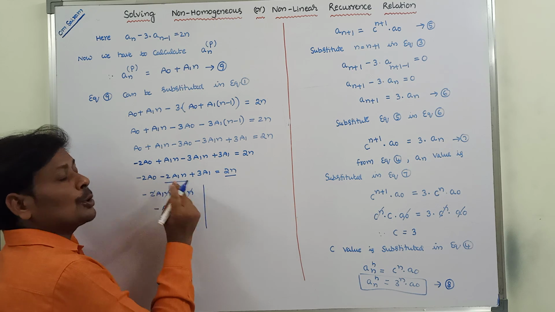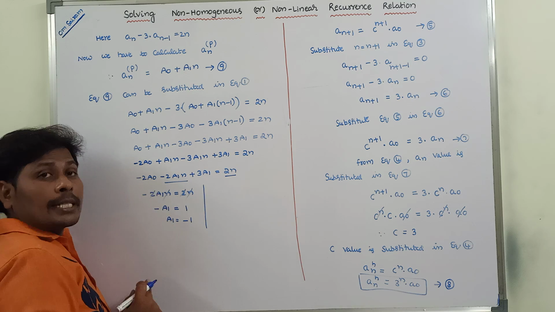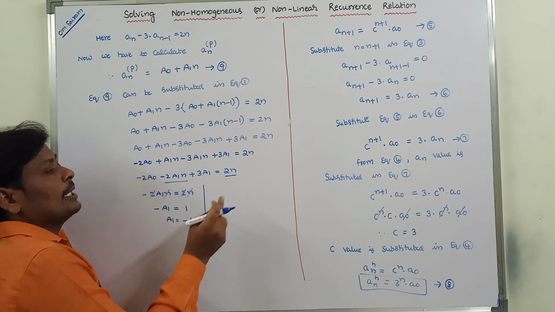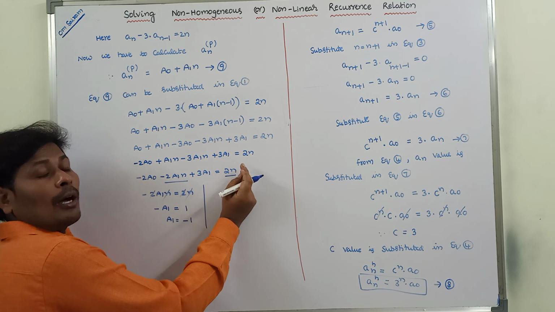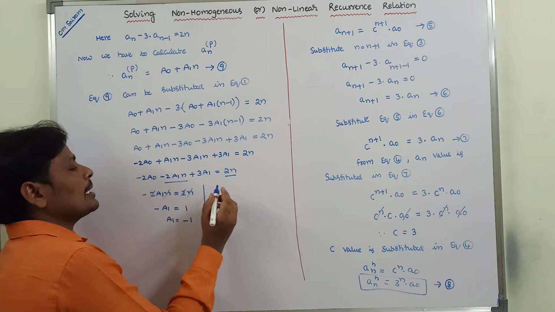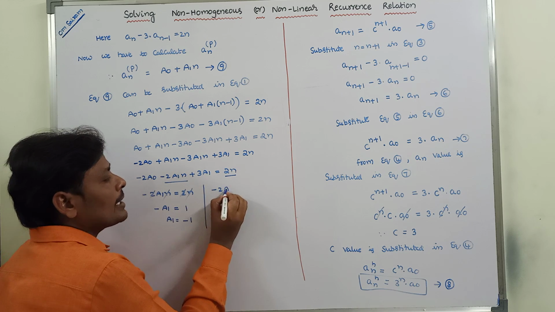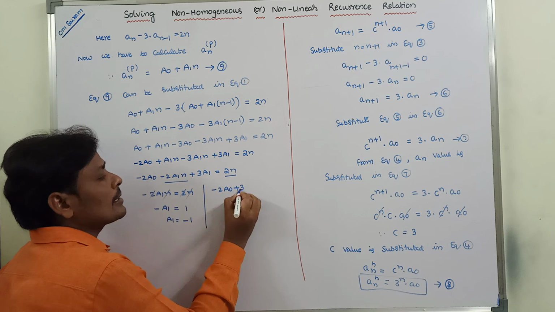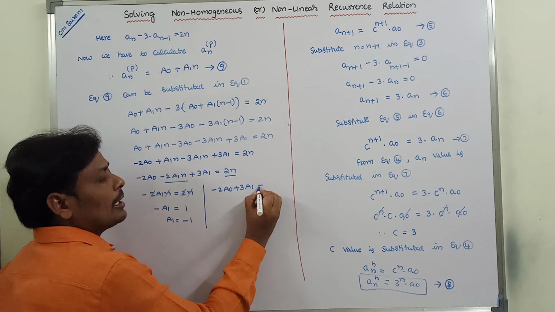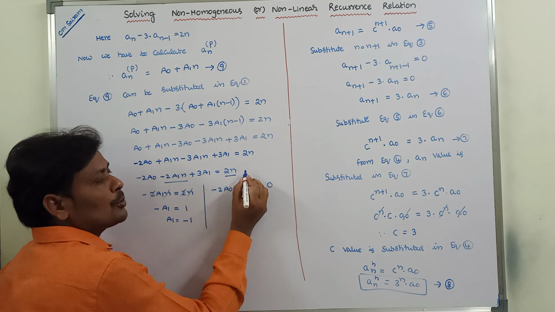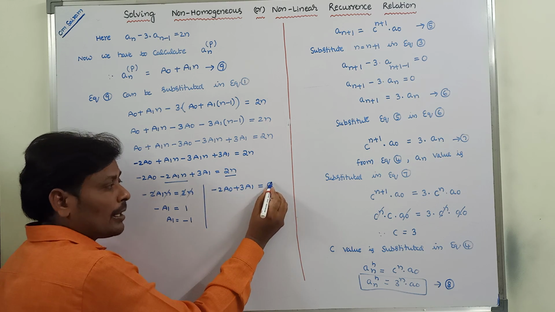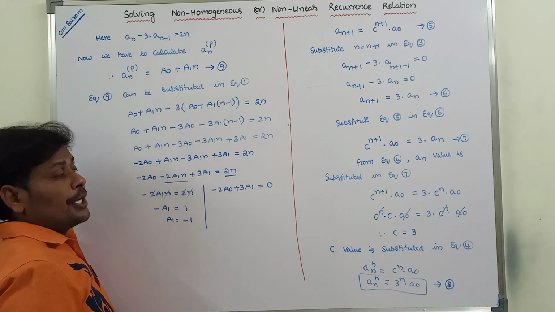Next, we have to equate the constant term on both sides. Here there is no constant term on the RHS side. LHS side constant term minus 2a naught plus 3a1 is equal to 0. Right hand side there is no constant term. Because of that reason we are substituting 0.